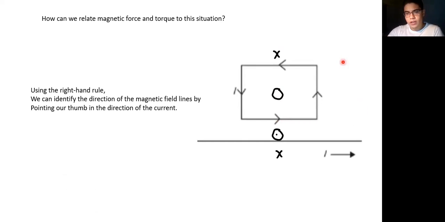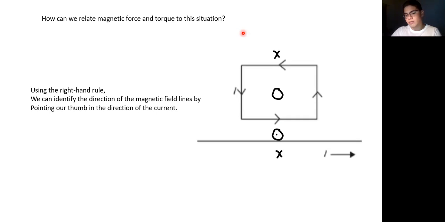Well, looking at the figure and using the right-hand rule, we can identify the direction of the magnetic field lines by pointing our thumb in the direction of the current. So for the wire on the bottom, if we point our thumb in the direction of the current, our fingers will curl upwards to us, showing that above the wire, the magnetic field lines are pointing out of the page, and below the wire, they're pointing into the page.